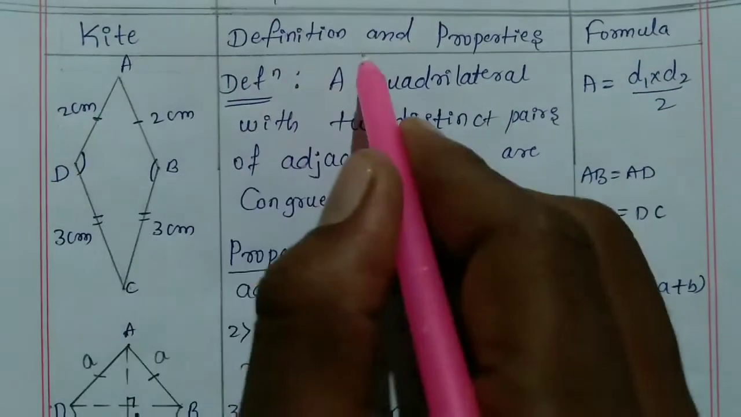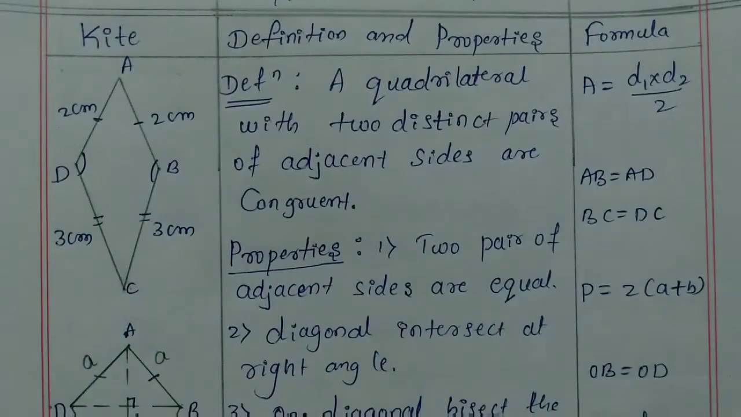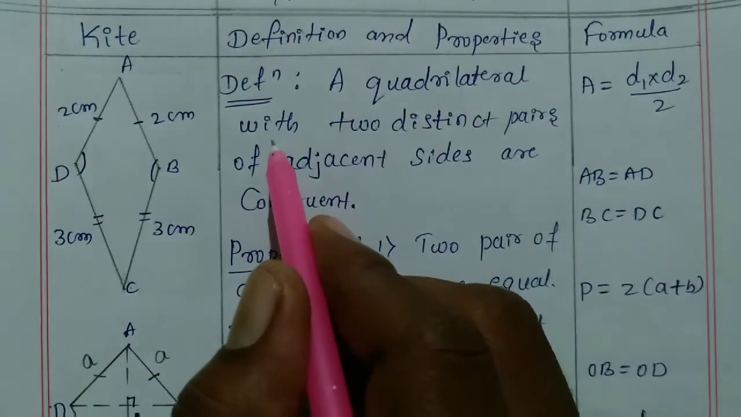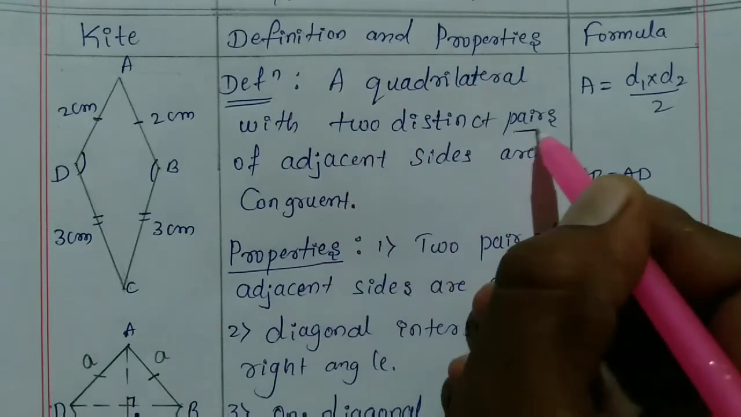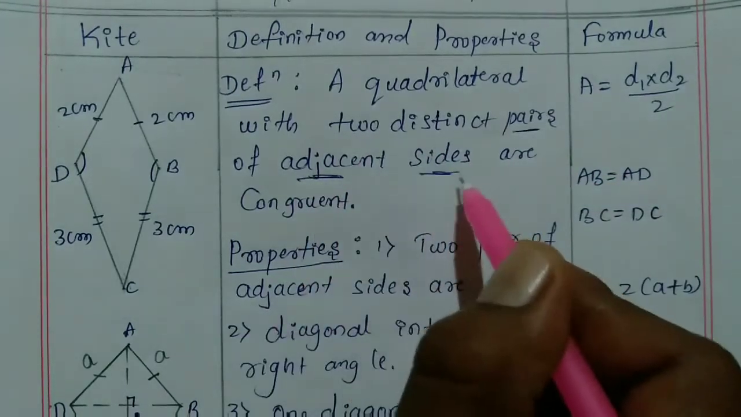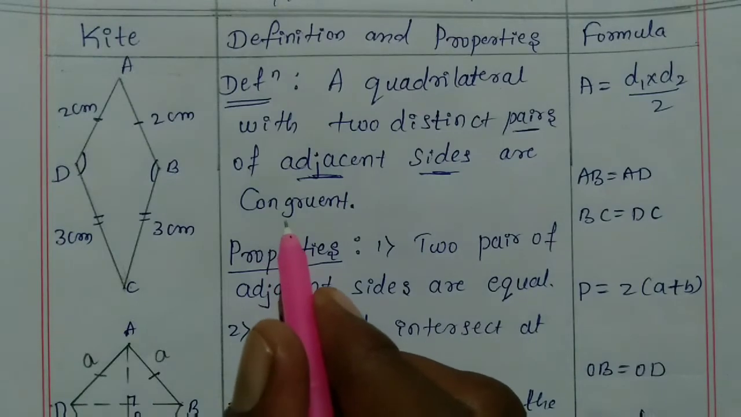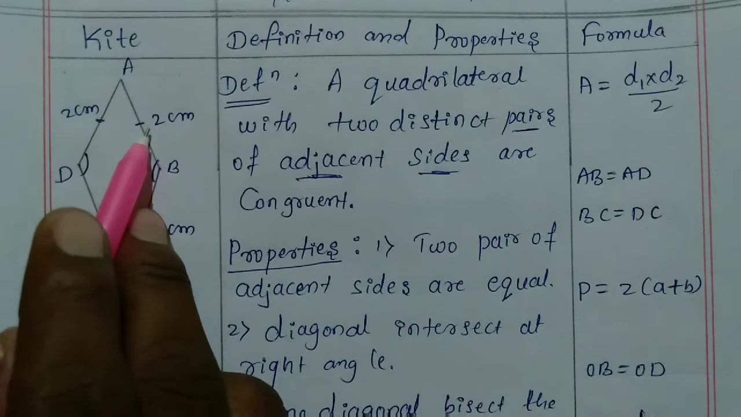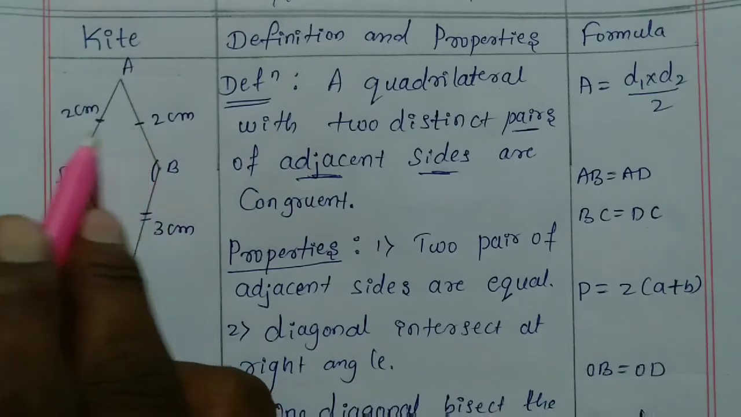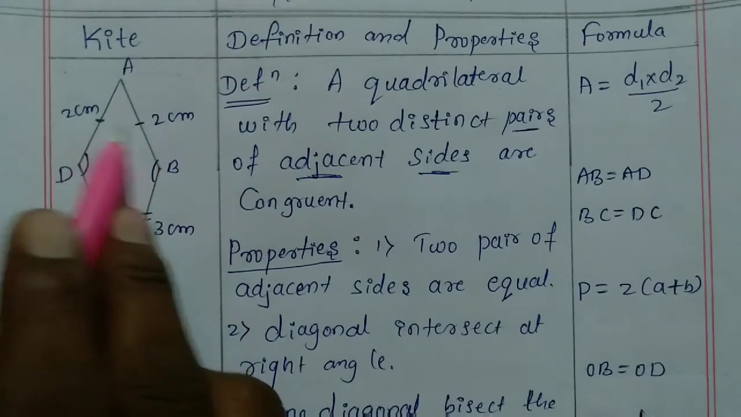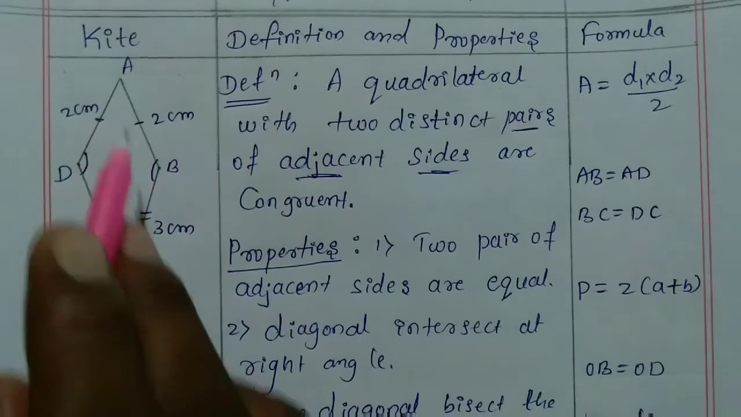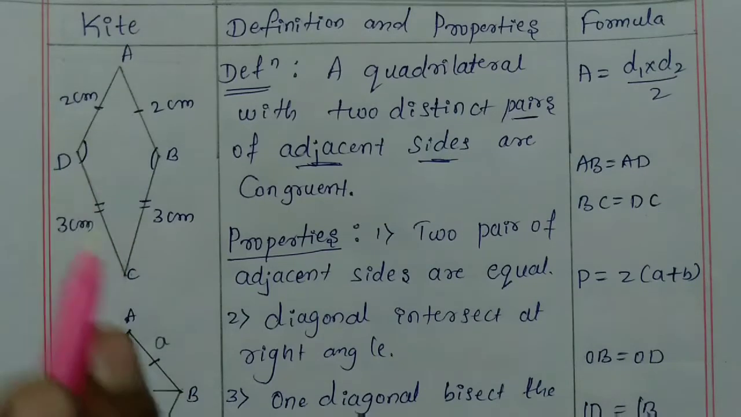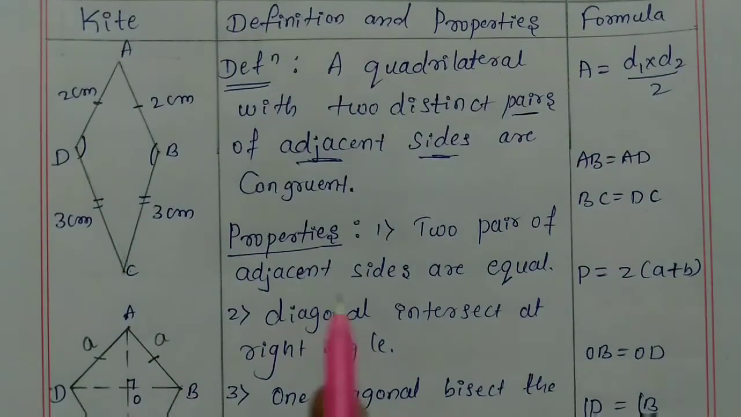kite. Okay, so this is the figure of a kite and this is also a figure of a kite. So the definition is a quadrilateral with two distinct pairs of adjacent sides equal or congruent. So here, if a quadrilateral contains two distinct pairs of adjacent sides that are equal, these two are adjacent sides, these two are equal and these two are equal, then it is called a kite. Okay, so next I will go to properties.